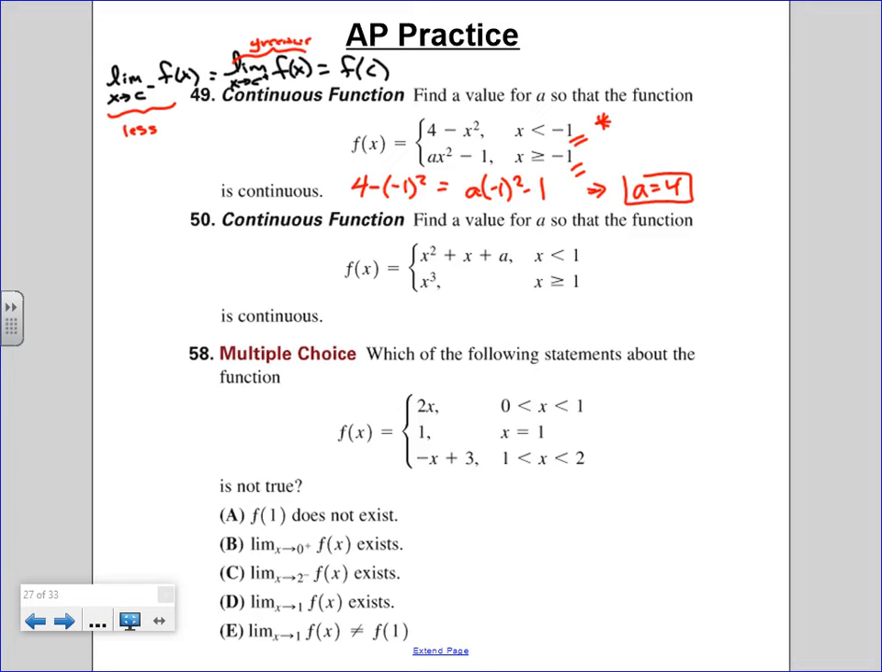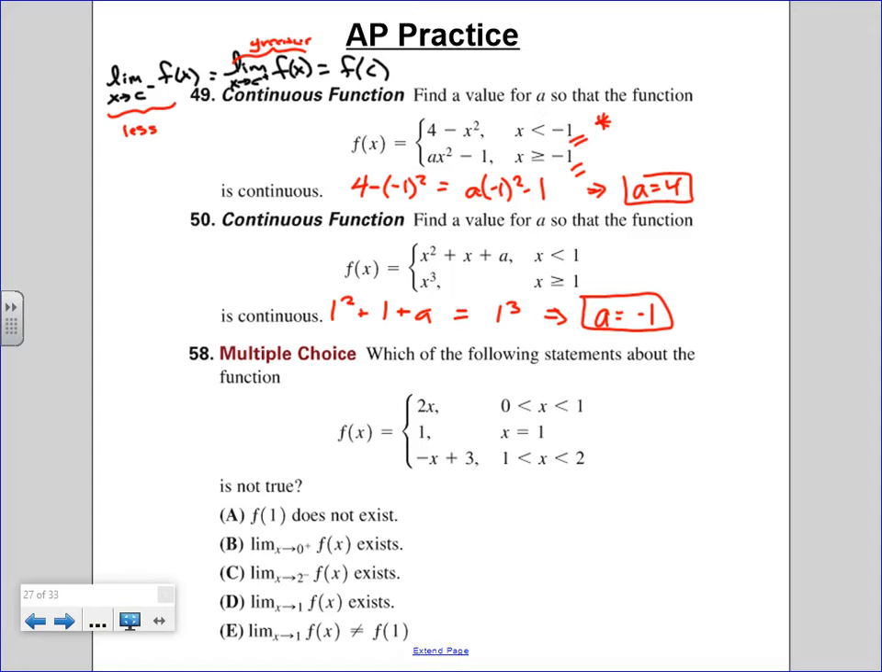So you guys, I'll be quiet because my voice is not strong. Talk me through, how do I do number 50? Well, the top one is from below, and the bottom one is from above. So you set them equal to each other and plug in 1. And solve for A. A equals negative 1. Yeah? Rocking it?